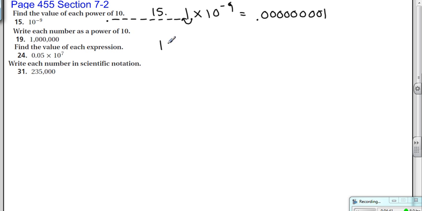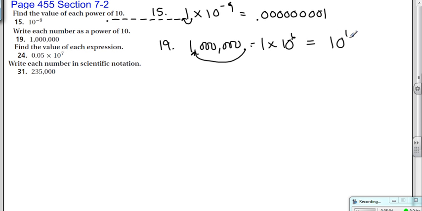Number 19, if I'm going to write that as a power of 10, well, 1 million has the decimal at the end. So if I move it all the way back to get a number between 1 and 10, this would be 1 times 10 to the 6th power. But they just wanted it as a power of 10, so you don't need the 1. So just write it as 10 to the 6th.